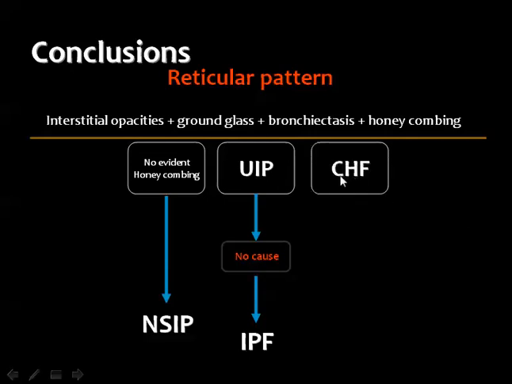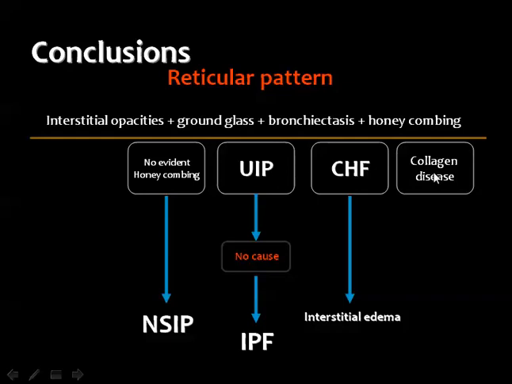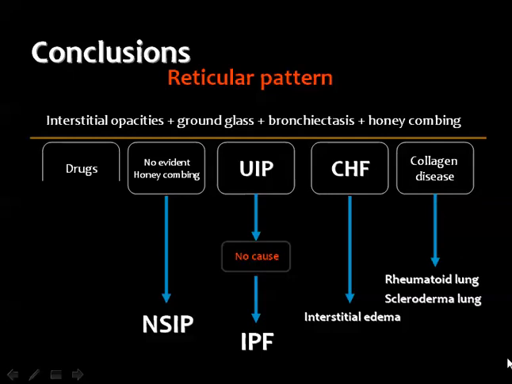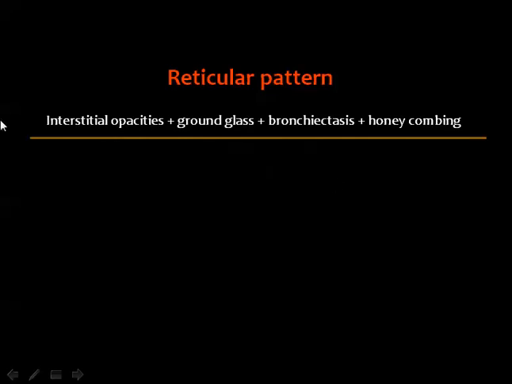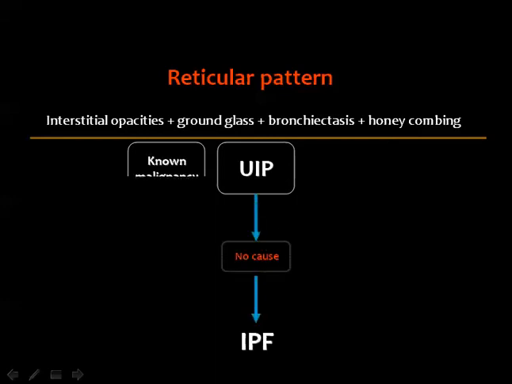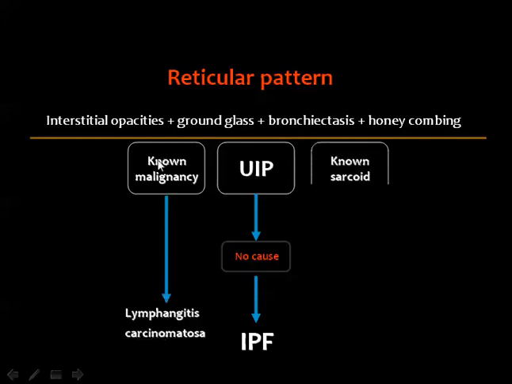If you know that the patient has congestive heart failure, the diagnosis is interstitial edema. If you know that the patient has collagen disease like scleroderma, rheumatoid, and so on, then you call this collagen related. If you know the patient is receiving some kind of drugs, then you call this drug induced. The remaining in the differential: interstitial opacities, ground glass, bronchiectasis, honeycombing, usual interstitial pneumonia, no cause, idiopathic pulmonary fibrosis. If there is a known malignancy, then the diagnosis is lymphangitis carcinomatosis. If the patient is known to have sarcoid, then this is sarcoid related, in the stage lung.